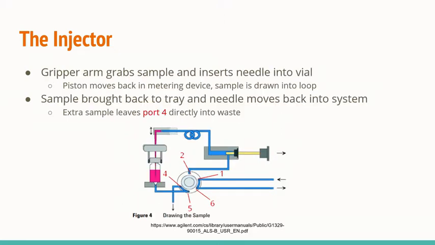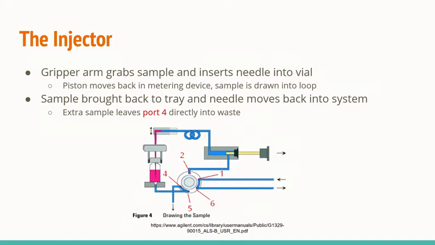The gripper arm then automatically moves to grab a vial placed on a tray in the machine. The needle on the arm enters the vial, and a piston in the metering device moves back, applying enough negative pressure to move the sample into the needle where it is stored into the sample loop. The sample vial is brought back to the tray in the machine, and the gripper arm moves back into its original position, the needle connected back to the injection system.